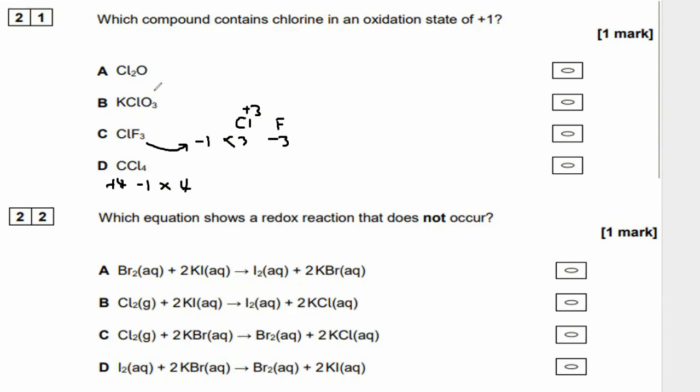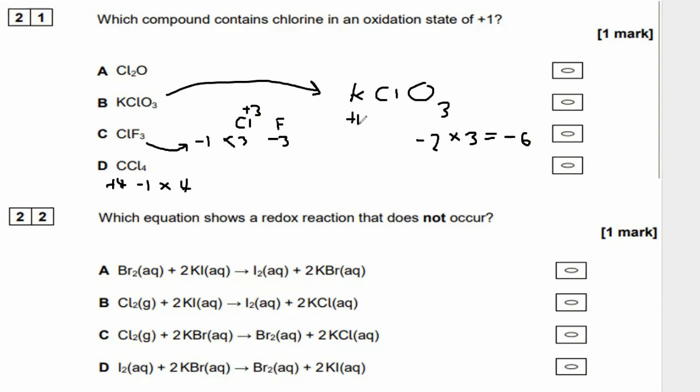Let's look at B. Well, we know that oxygen is always -2 unless it is bonded to fluorine or in a compound with fluorine, then it could become positive. So as I go to oxygen as my second most electronegative element as -2, we know there's a total of -6. We know that potassium must be +1 as it's a group 1 element, so chlorine must be +5. Now if we look at A, oxygen is -2. There are 2 chlorines, each one must be +1 to make +2 and create the neutral compound. So the answer is A.